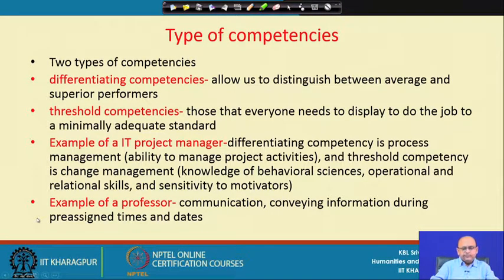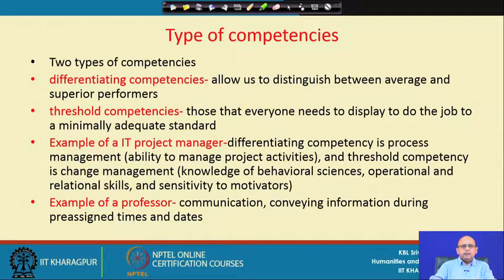Now, what are the different kinds of competencies? Differentiating competencies and threshold competencies. Threshold competencies mean that you have the minimum standard or minimum competency, knowledge and skill base to reach a standard performance level. And differentiating competencies means that you are above average, so your performance would be much better. Those who have threshold competencies would be able to achieve the standard performance level, and those who are differentiating themselves or have a high level of competencies would be able to reach above average and superior performance.